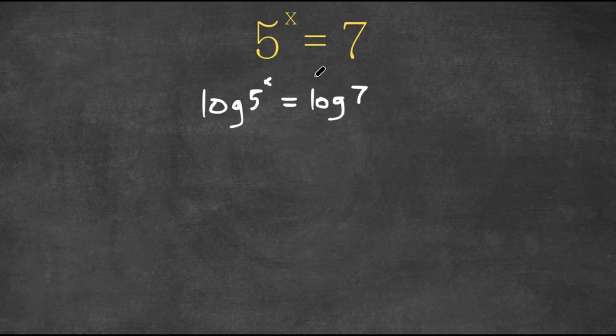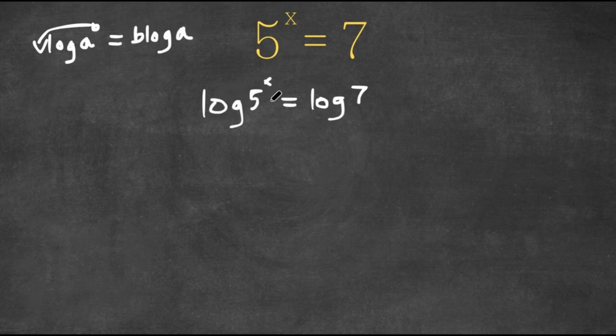Now an important property of logarithms is, let's say we have log a to the power of b. The power property of logarithms states that we can actually move this exponent b into the front of the log, meaning this would equal b log a. So right here we have log 5 to the power of x, and we can actually move our x into the front of the logarithm. So now this would be equal to x times log 5.